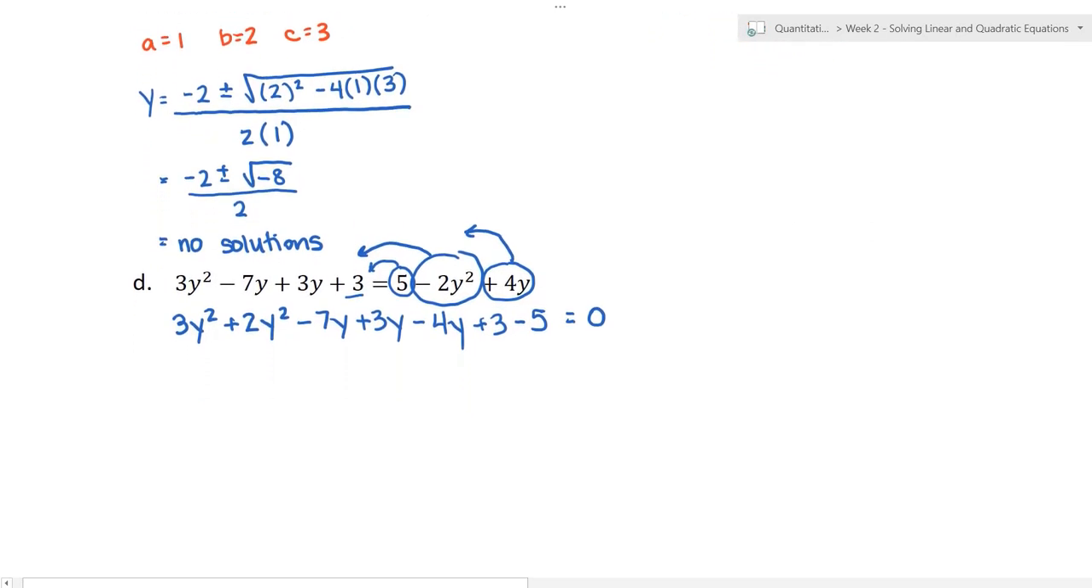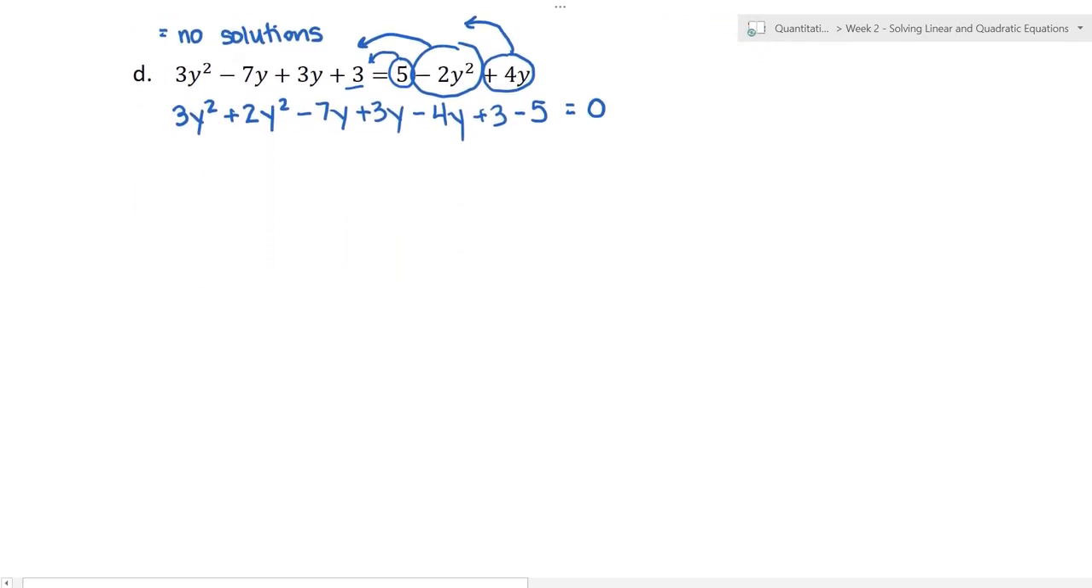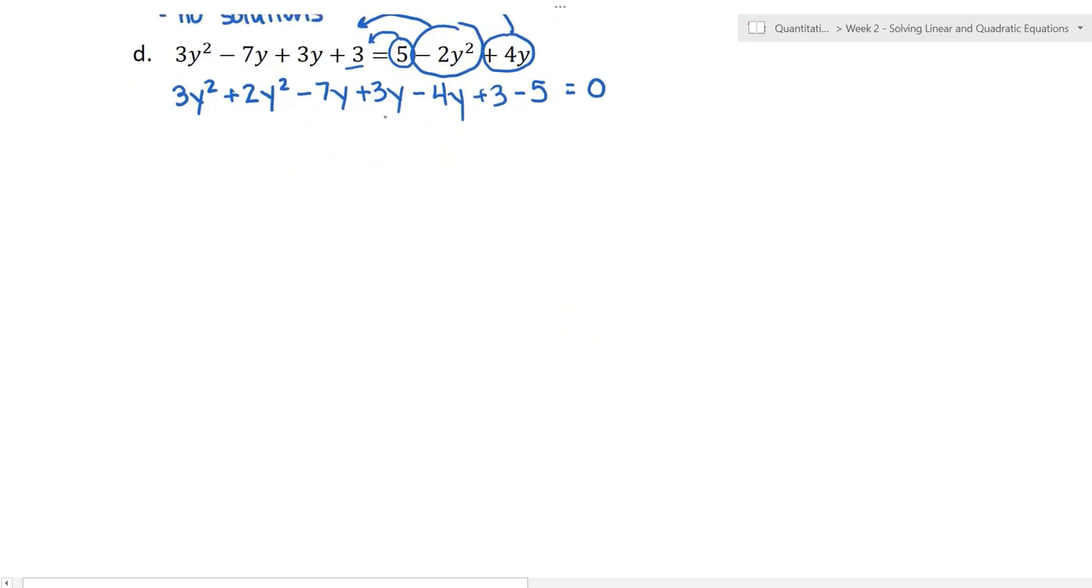Okay, we're not quite in standard form yet because we have to collect like terms. We just want to see y squared, y, and a number equals 0. We don't want to have so many terms. So we're going to collect like terms. 3y squared plus 2y squared is 5y squared. Minus 7y plus 3y is minus 4y. Minus 4y again is minus 8y. Plus 3 minus 5. So 3 minus 5 is negative 2. Equals 0. So this is great.